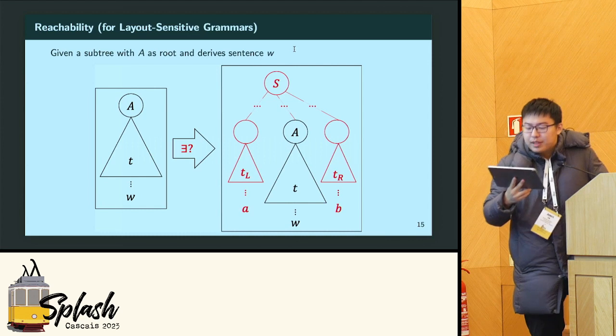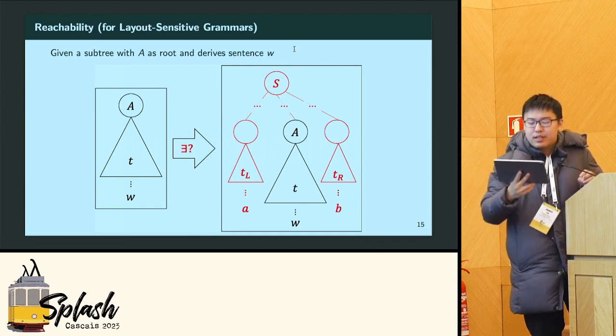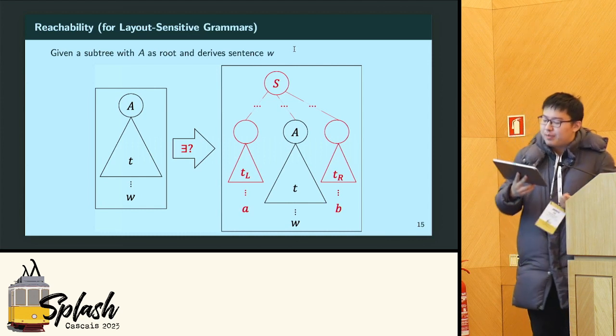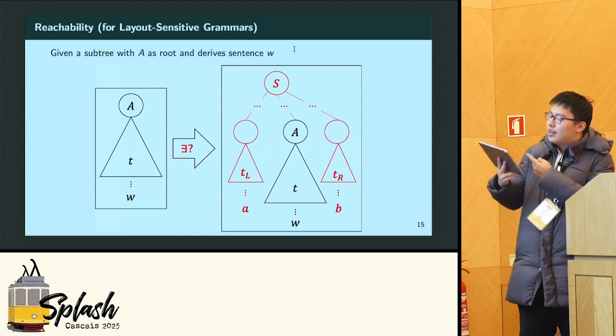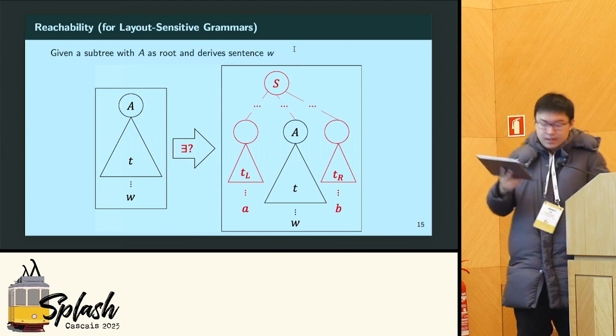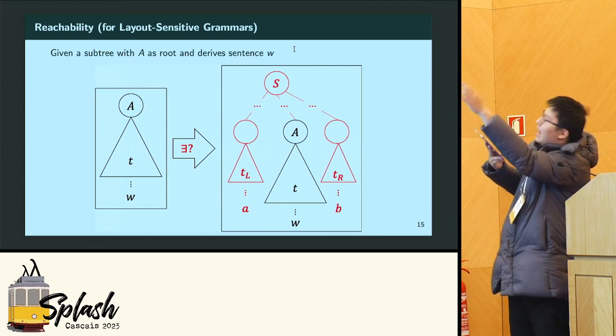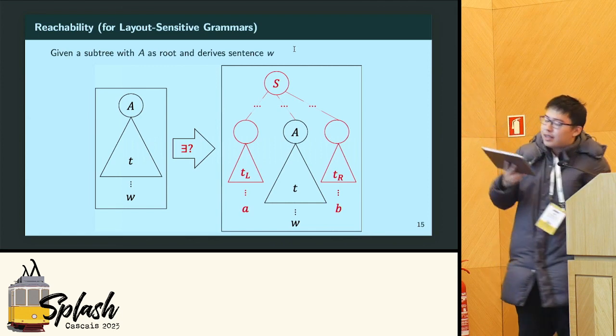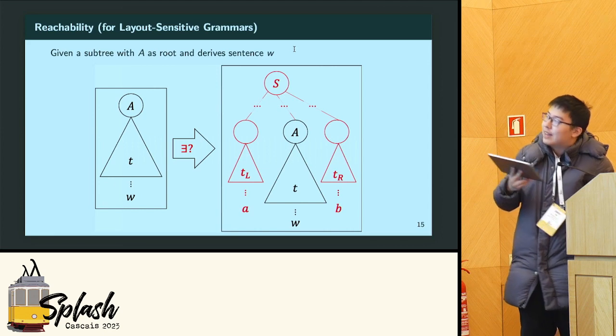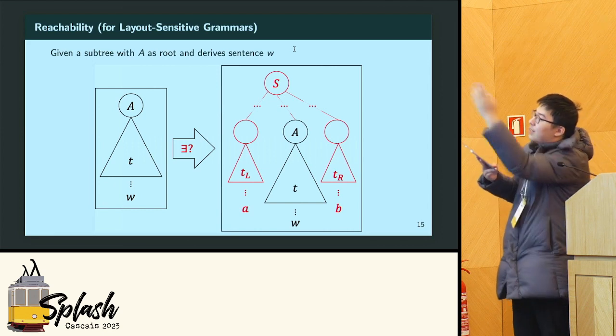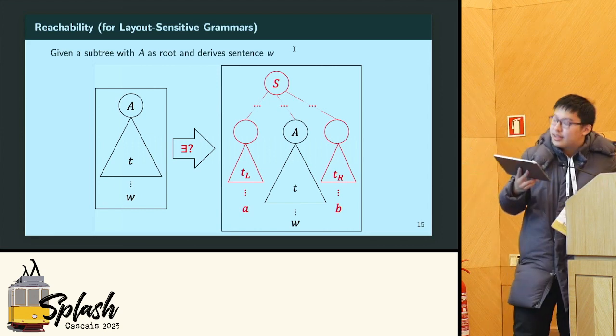This wouldn't be needed for CFGs, since a subtree in a CFG can always be trivially completed. However, here, we have already shown that for layout-sensitive grammars, the layout constraints on the path from S to A can actually make the completed parse tree invalid if any of the constraints on that path is not satisfied.